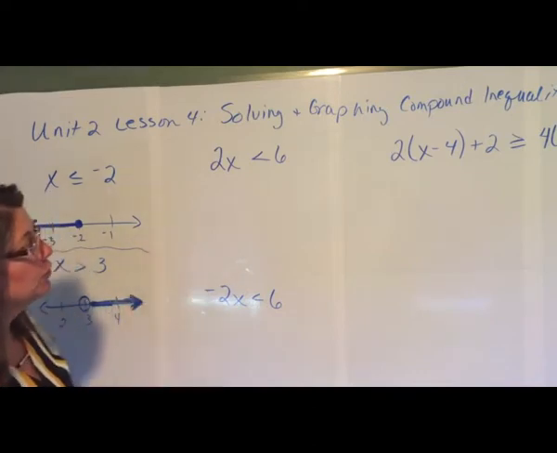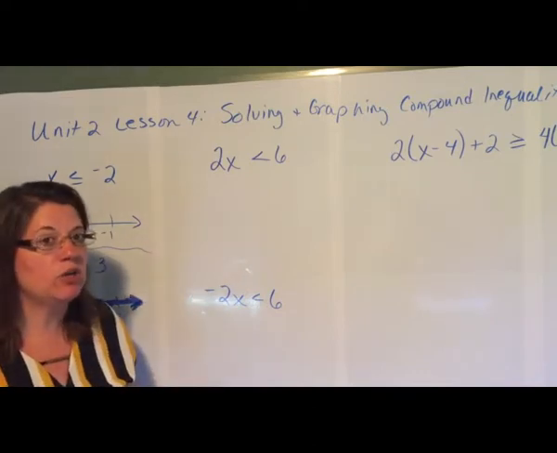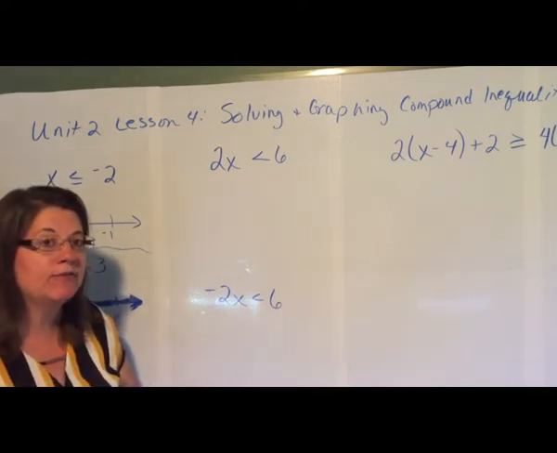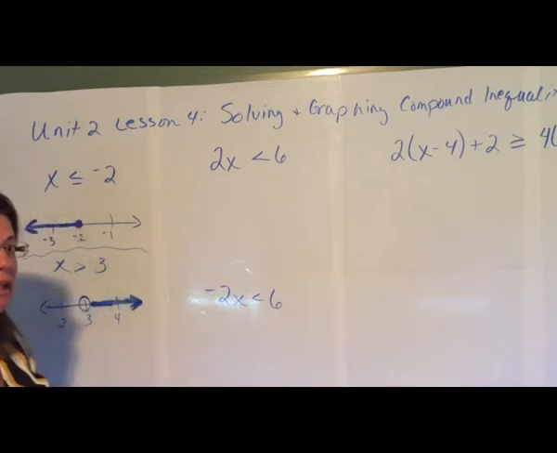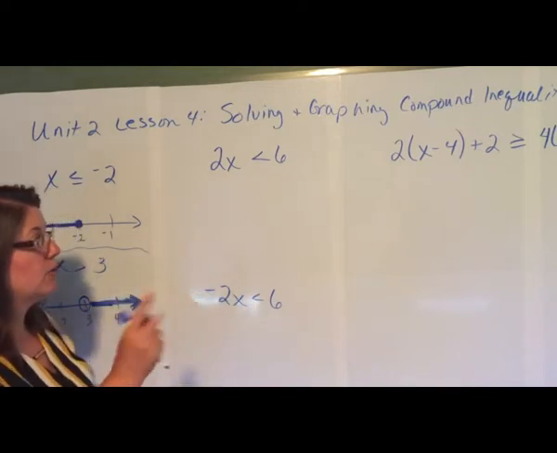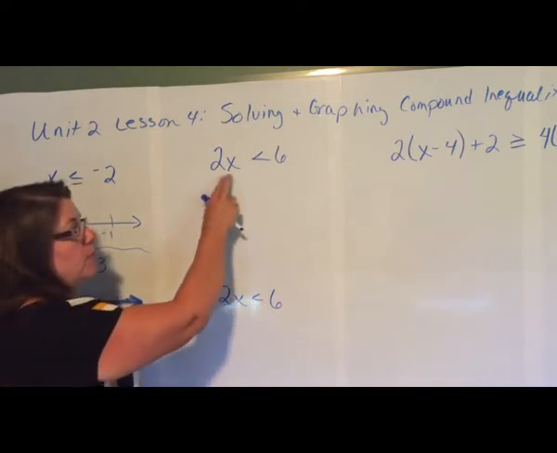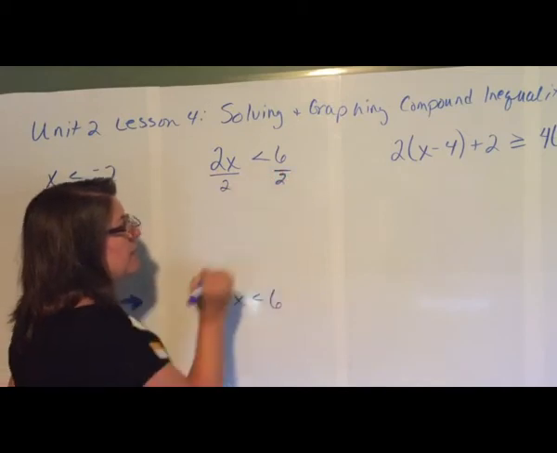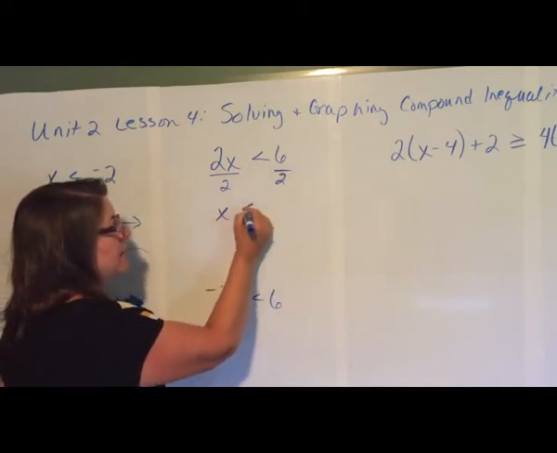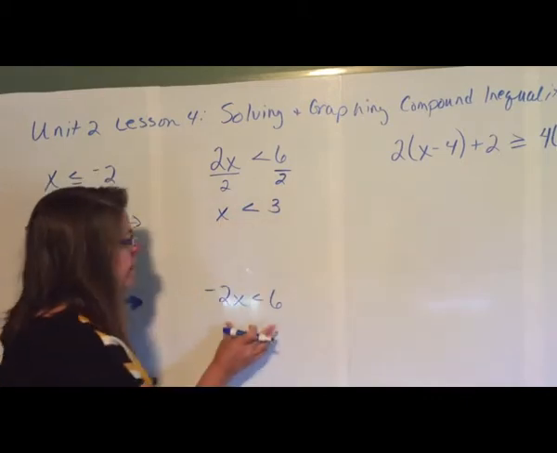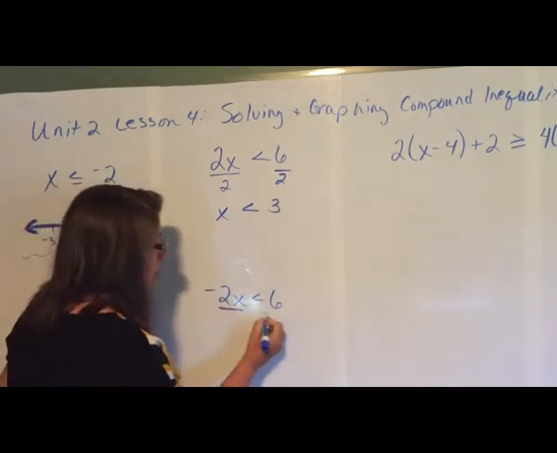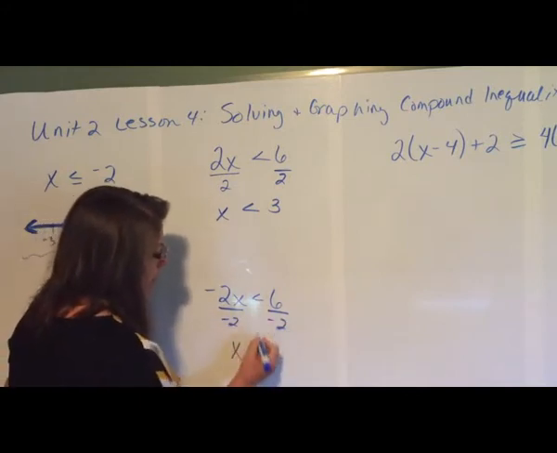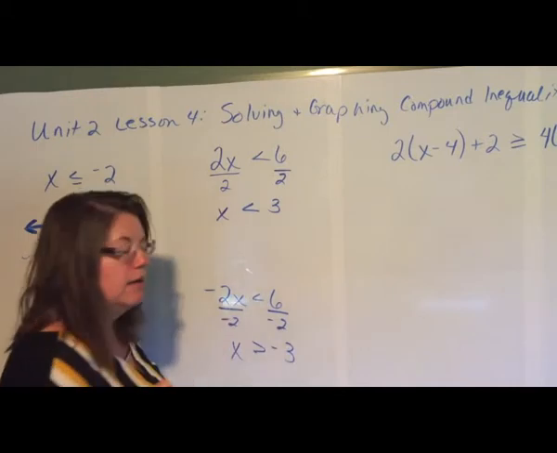Now, there's one special rule with graphing inequalities that you need to remember, and that is when you multiply or divide by a negative number, you have to flip that inequality the other direction. So let's just talk about, what if they're both positive? Well, if I'm going to solve this inequality, I'm going to divide both sides by 2, and so I have x is less than 3. Here I have to divide by a -2 to solve that inequality. And since I'm dividing by a negative, I have to flip the inequality the other direction.